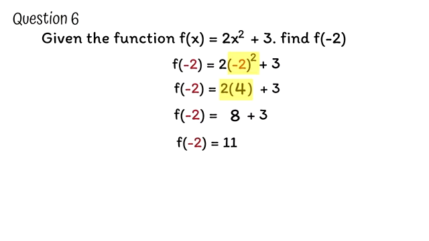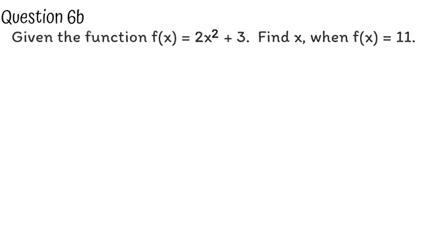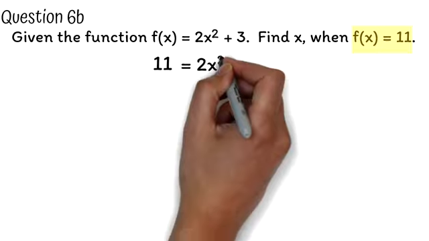Let's look at a common twist to this type of function question. Question 6b. Given the function f of x equals 2x squared plus 3, find x when f of x is 11. This is basically the same question. Here, you are rather given the f of x value. A lot of students assume this is the x value. So here, we will replace the f of x with 11. We have 11 equals 2x squared plus 3.